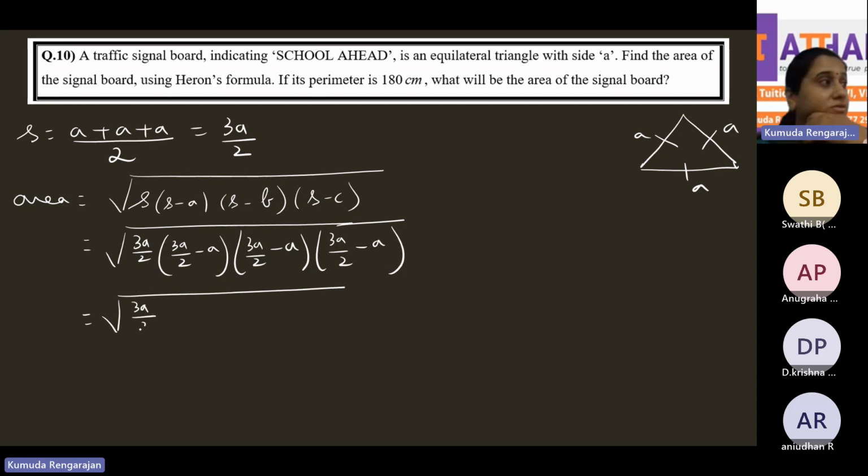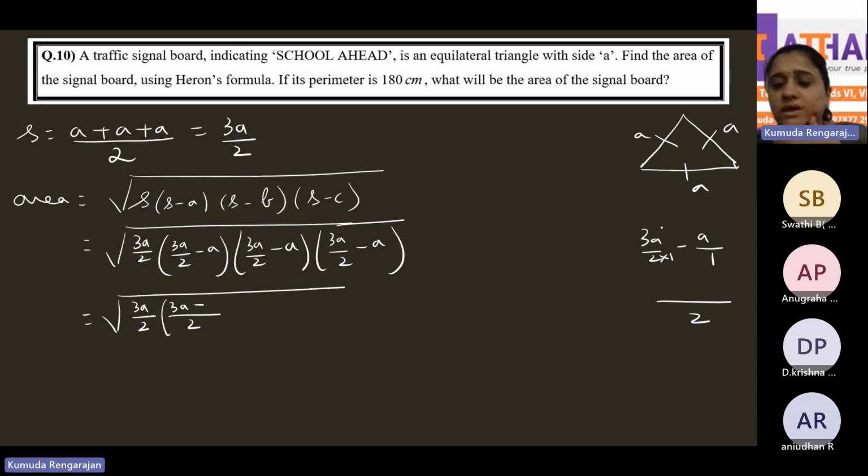So that is equal to square root of, write this 3a by 2 as it is. Take the LCM everywhere. What do you get? 2 is the common denominator, right? So it will be 3a minus 2a, because what is 3a by 2 minus a by 1? LCM is 2. So 2 into 1, into 1 in the numerator. Not 3a minus a. How do you take the LCM? 2 is the common denominator, so 2 into 1. Then here it is 1, so into 2 in the numerator.